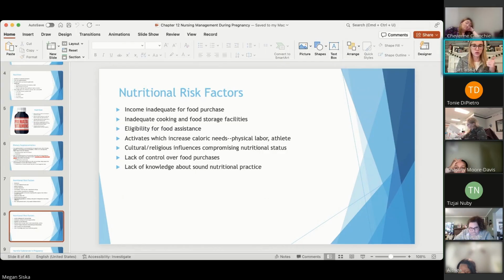So we do screening about access to food and storing food, cooking food. Do they have some type of food assistance program? Is that something that we can connect them with? Are they somebody who is really physically active? Are they an athlete? Do they run marathons? Is their job really taxing?